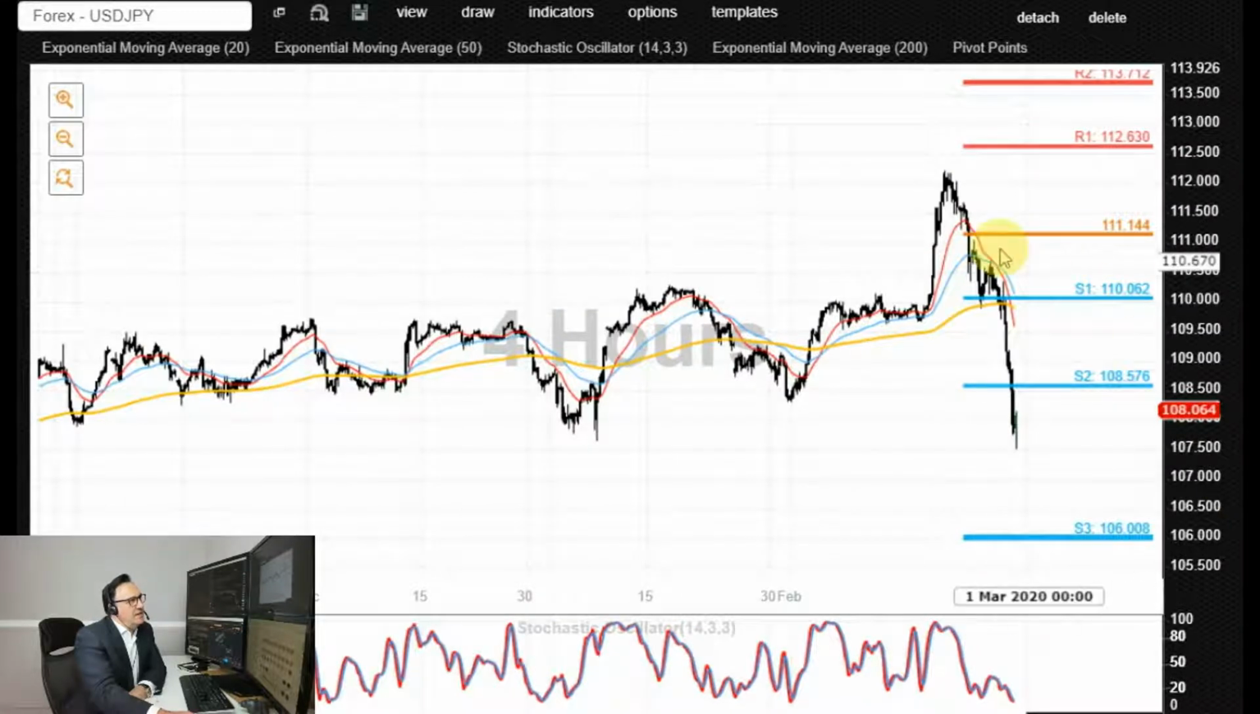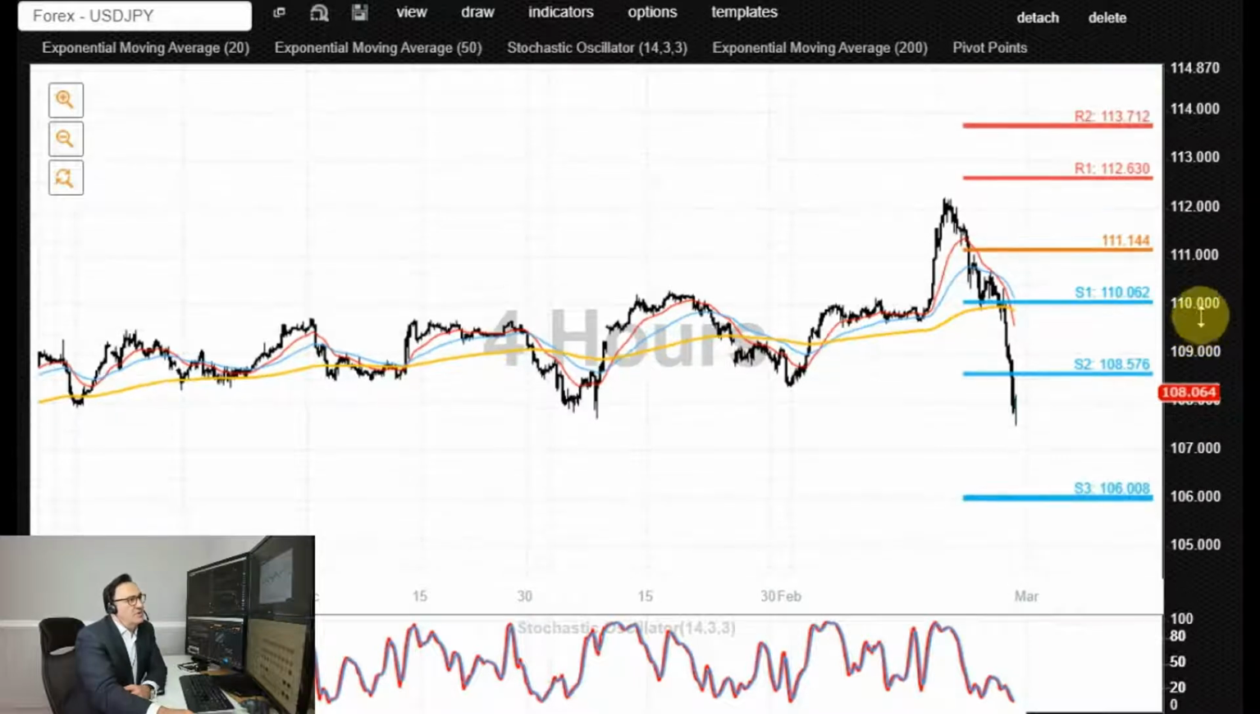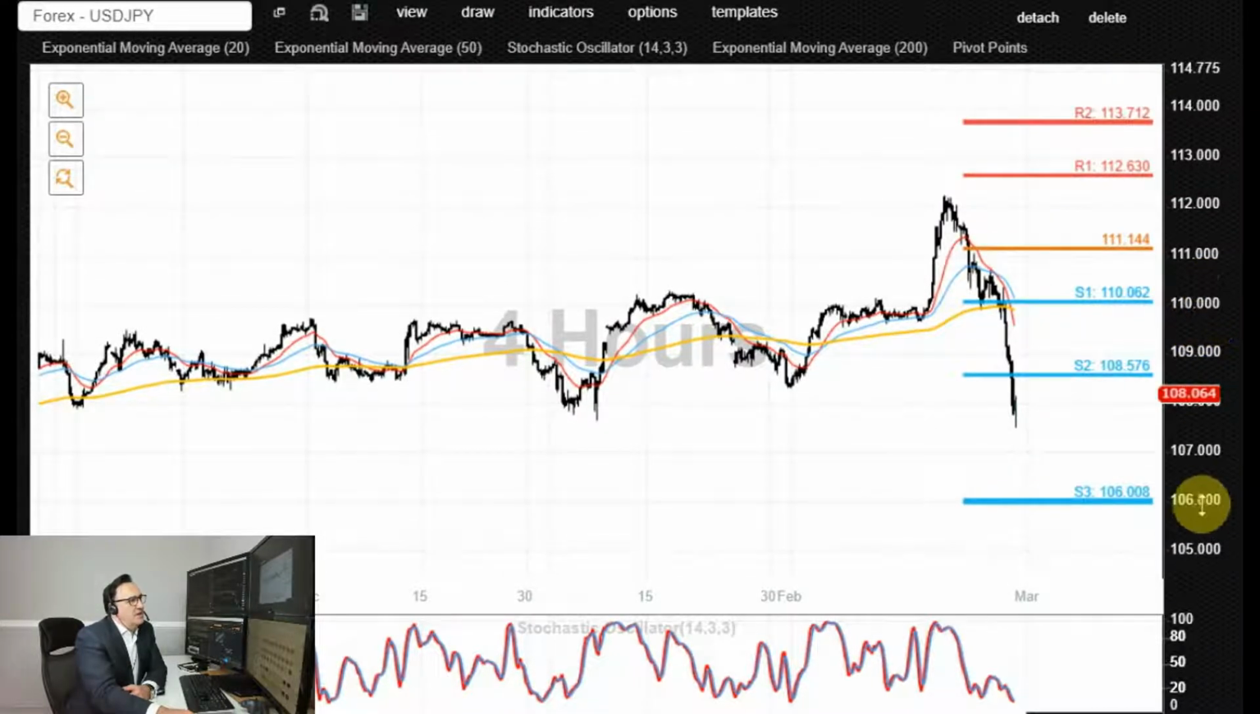Dollar Japanese yen had a corrective move lower, therefore Japanese yen strength. This is part of a risk play. We had a massive sell-off in global equity indices, or global equities in particular, and yen was reacting to that as well. The key trading level going forward is at 109.